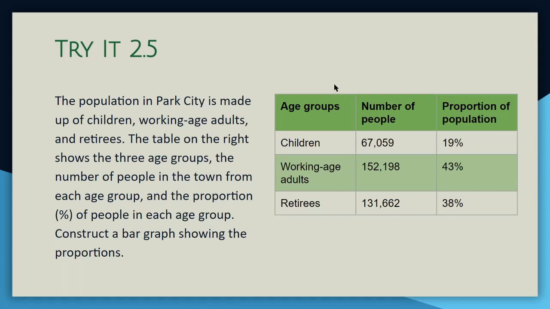And then we see our table here: age group, children, working age adults, retirees, number of people, also frequency, and proportion of population, or relative frequency. They're asking you to do a bar graph for the proportion, which is this last column, the percentage. So you're going to construct a bar graph of age versus proportion. I'd encourage you to pause the video and try it on your own. I'm going to go ahead and pop up a solution and we can talk about it.